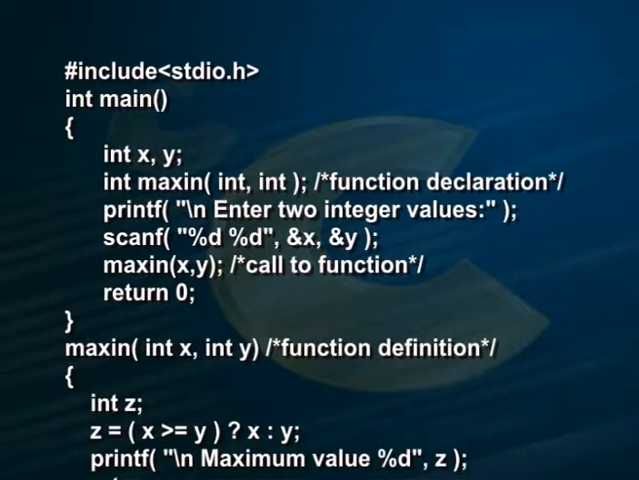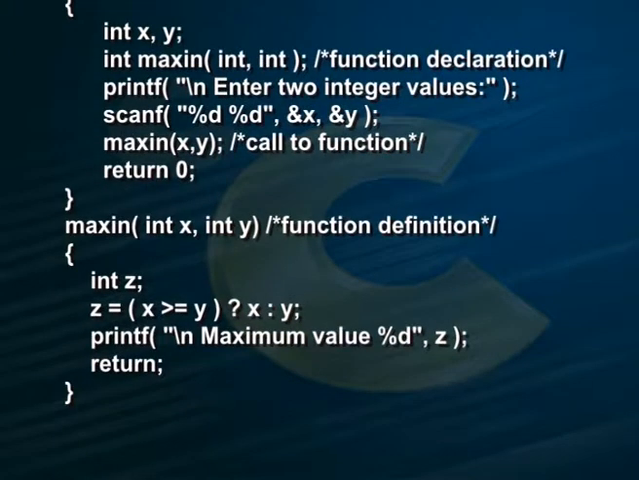Let us now consider an example of a function without returning any information for more clarity. In this program, within main, int main, we are declaring a function maxin within braces int, int, and reading two integer values x and y, and a call to function maxin x, y, return 0. Then a function definition maxin int x, int y, within the body int z, z is equal to x greater than or equal to y question mark x colon y, then print the maximum value z, return.